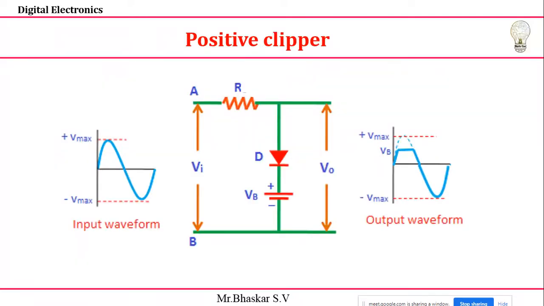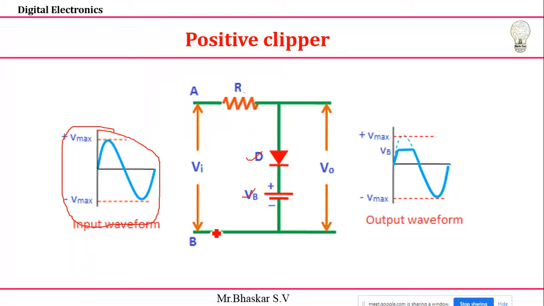First I want to draw the positive clipper circuit. First listen, and at the end I'll give a complete circuit diagram. So what is a positive clipper? This is my input signal, and I want to remove the positive signal. The voltage at which it is clipped will be decided by my bias voltage and my diode. This is the circuit diagram of the positive clipper.